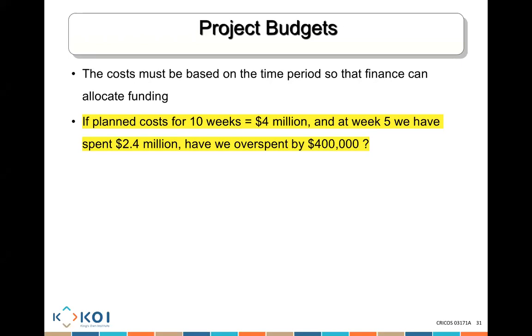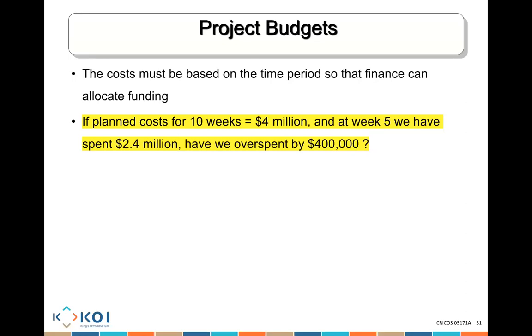My question to all of you is the following. If my planned cost for a 10 weeks period is $4 million, and at week 5 I have spent $2.4 million, did I actually overspend by $400,000? I think there might be two cases, sir. Either we are ahead of the schedule or we have overspent. That's totally correct.